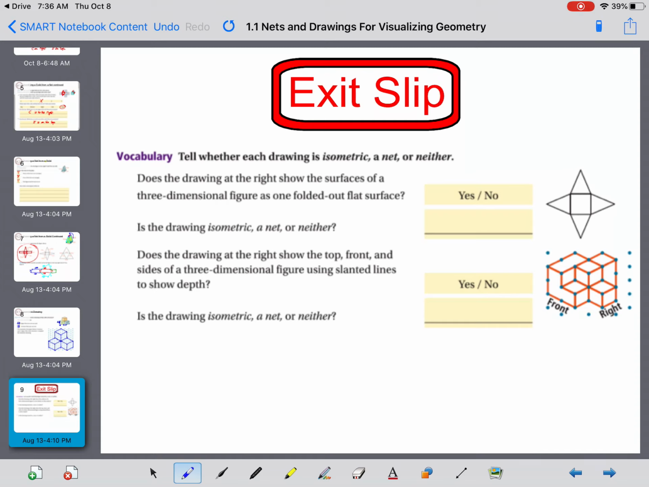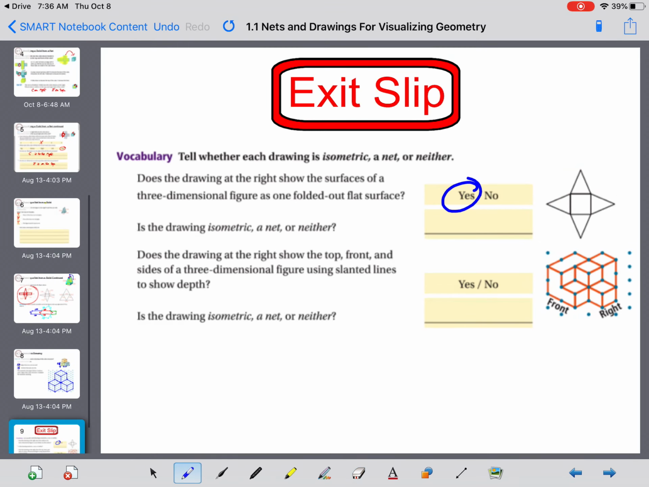All right, give a shot with your exit slip. It says tell whether each drawing is isometric, a net, or neither. Does the drawing at the right show the surface of a three-dimensional figure as one folded out flat surface? Well, if I took this shape and folded it back up, it would make a 3D figure, so the answer is yes here.